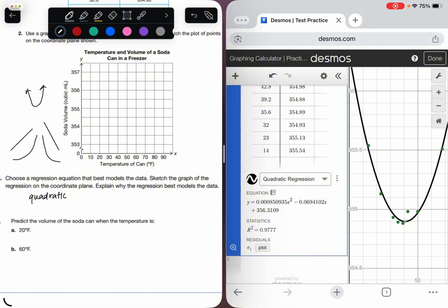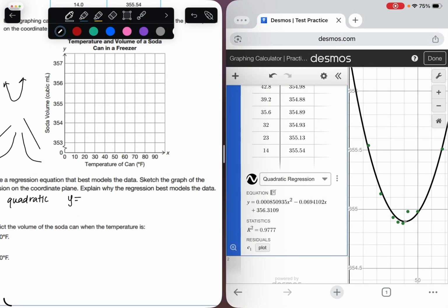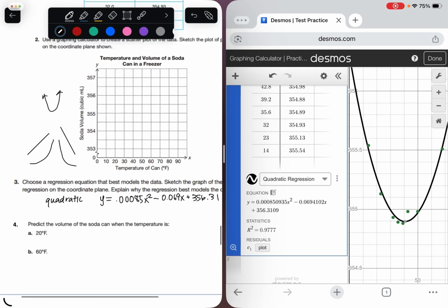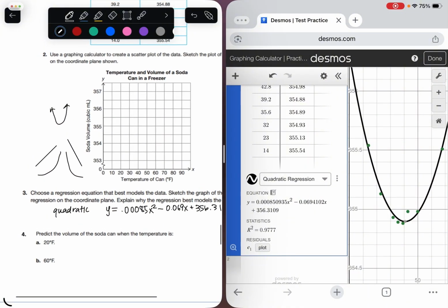And then we are going to write our equation, y equals 0.00085 x squared minus 0.069 x plus 356.31. Okay, and now it says predict the volume of the soda can when the temperature is 20.